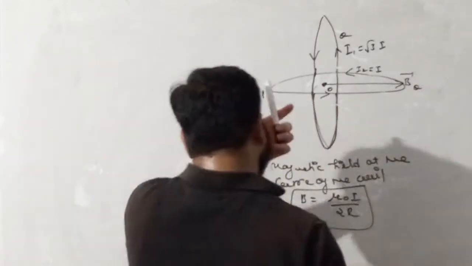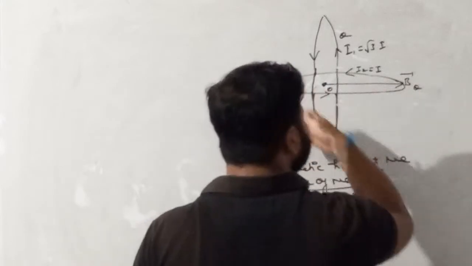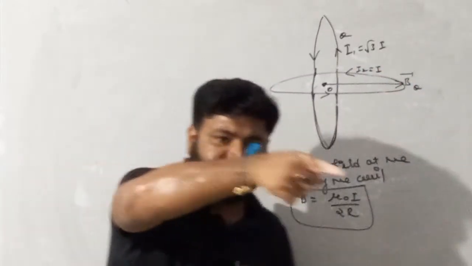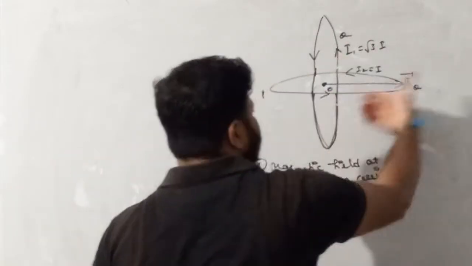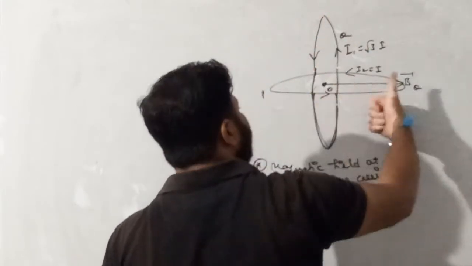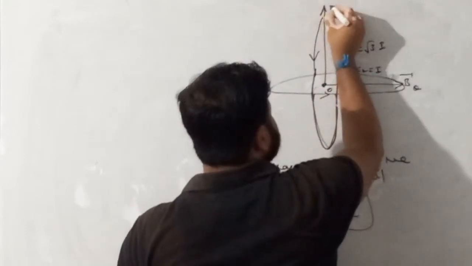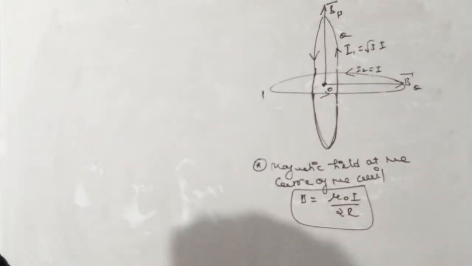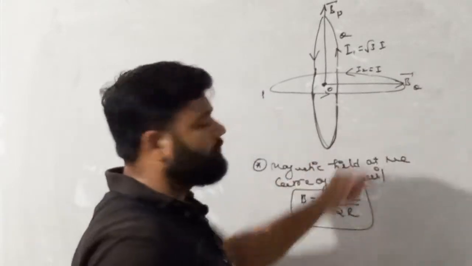Similarly, if I am talking about magnetic field due to the P wire, see, my dear student, the P coil is like this and current is flowing like this. So if I am finding the direction of magnetic field due to the P coil at point O, then it must be in upward direction. So this is the direction of magnetic field due to coil P, and this is the direction of magnetic field due to coil Q.